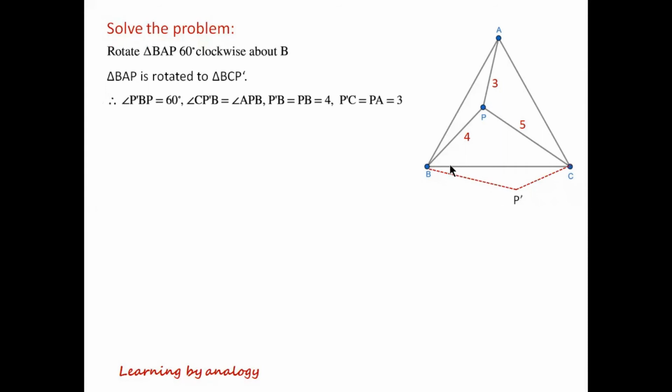So angle P'BP equals 60 degrees, angle CP'B equals angle APB, P'B equals PB equals 4, P'C equals PA equals 3. P'B, P'C, and PC still don't form any one triangle.